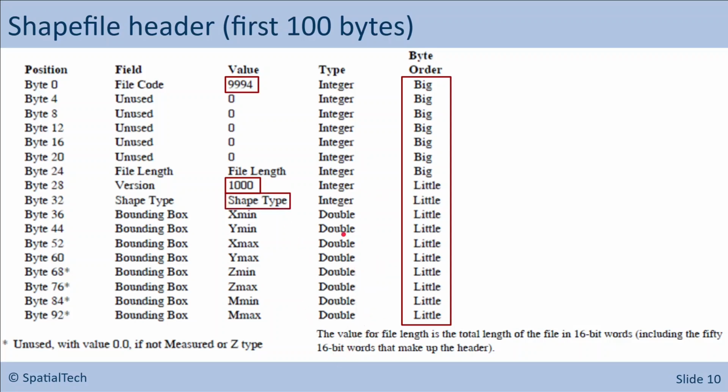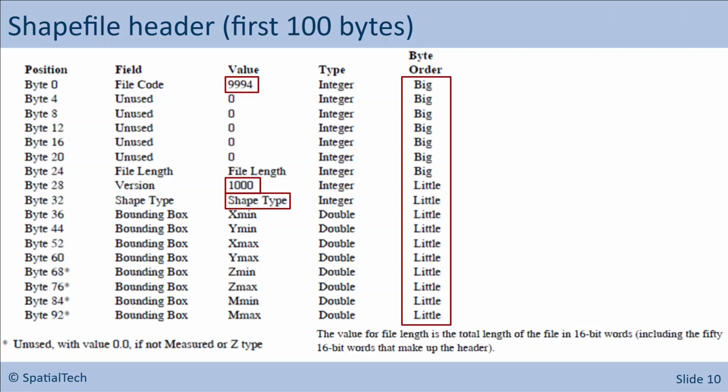We'll get into that. But a big thing around byte 32 is the shape type. So in this header, it'll say, hey, I'm a point. Hey, I'm a polygon. Hey, I'm a polyline. Hey, I'm multipoint. So it's like a geometry type. So what kind of geometry is stored in this file?